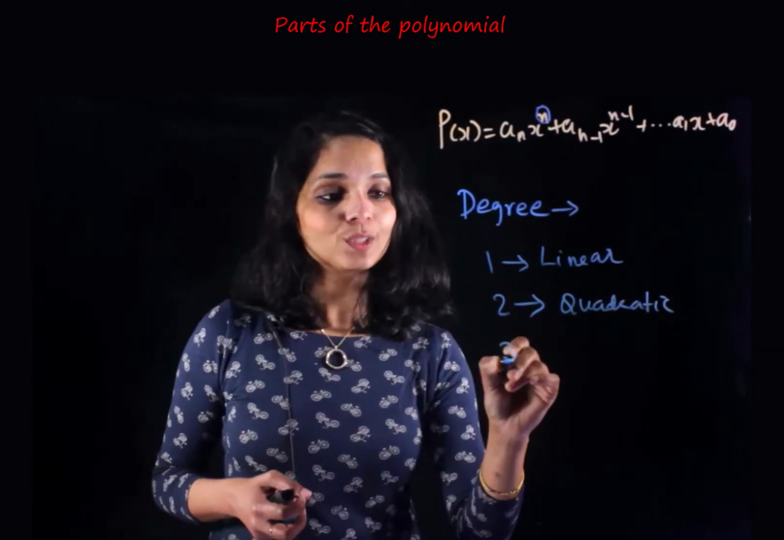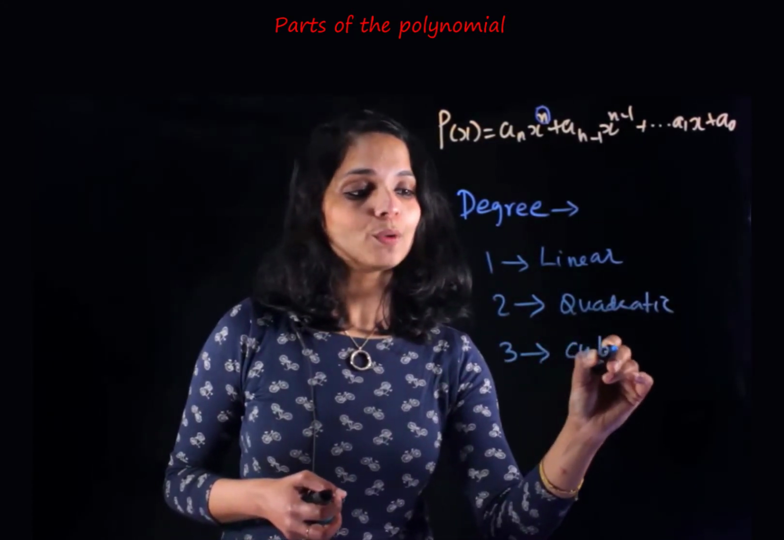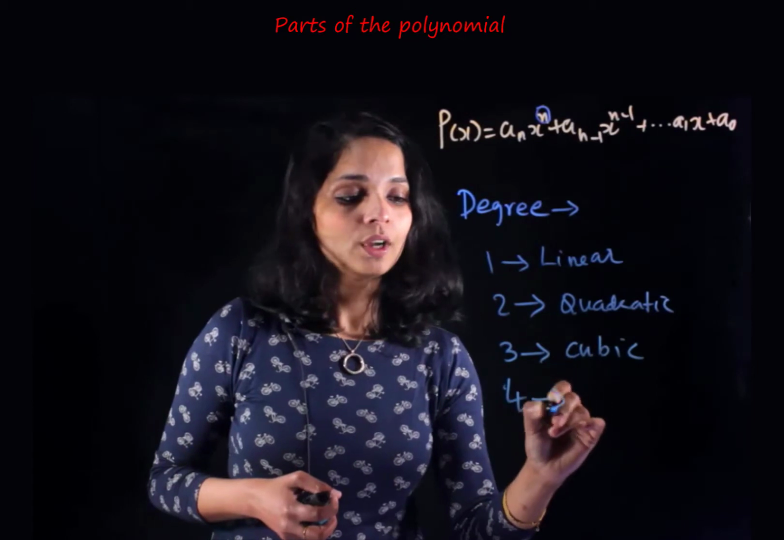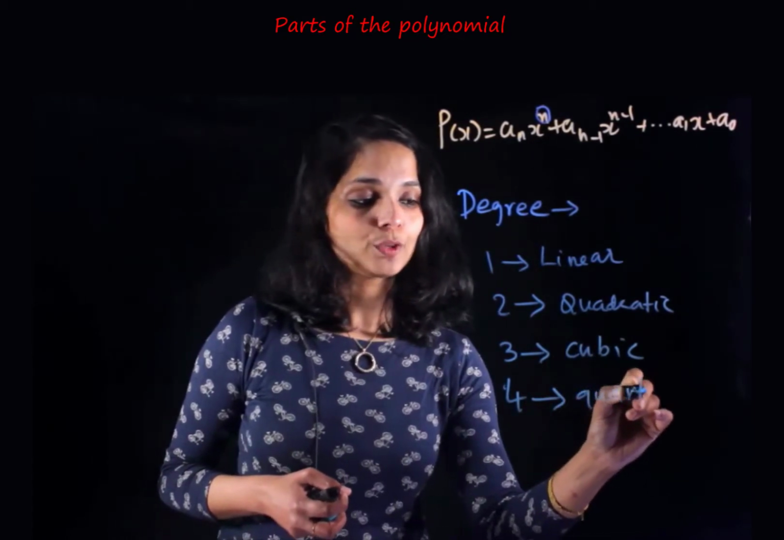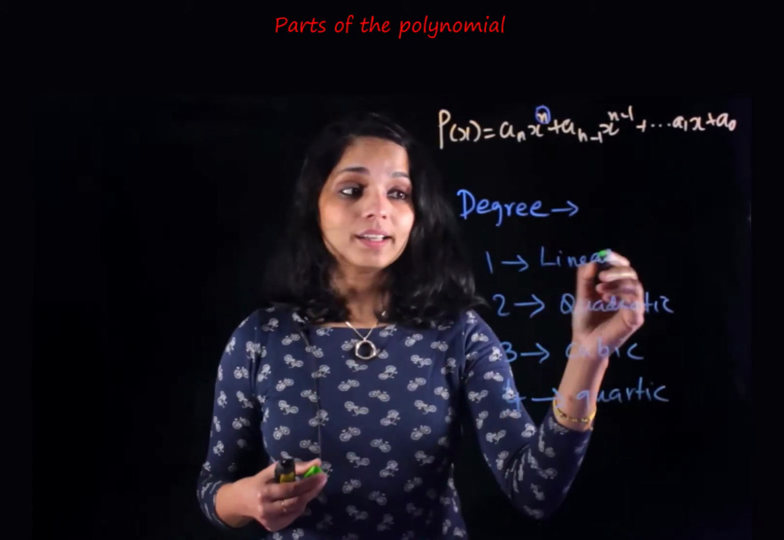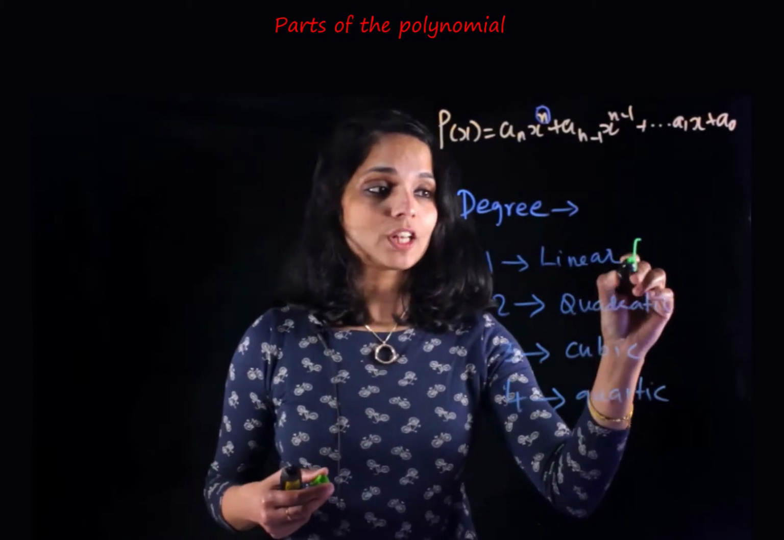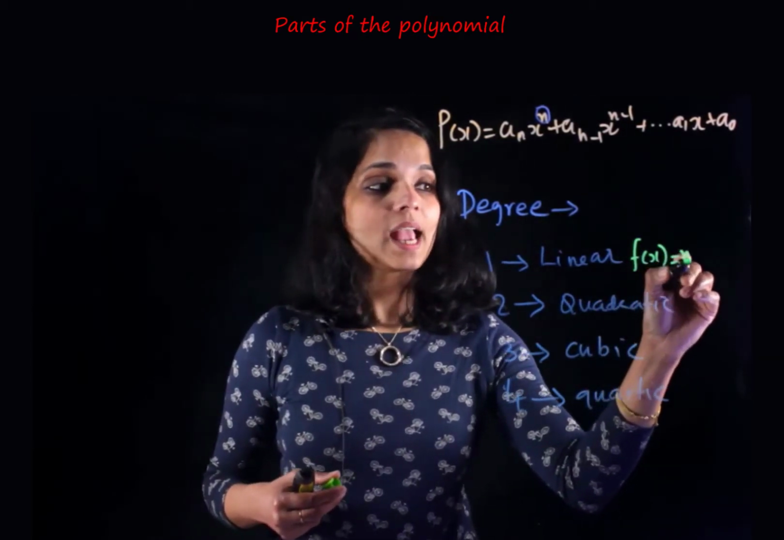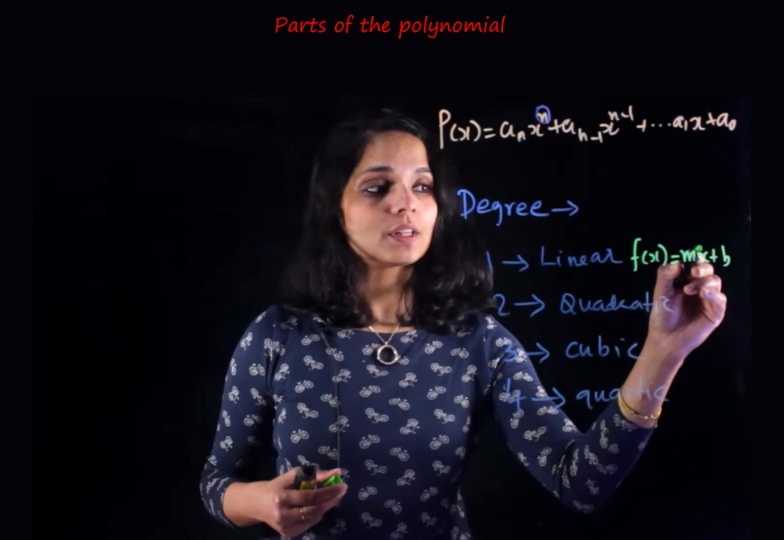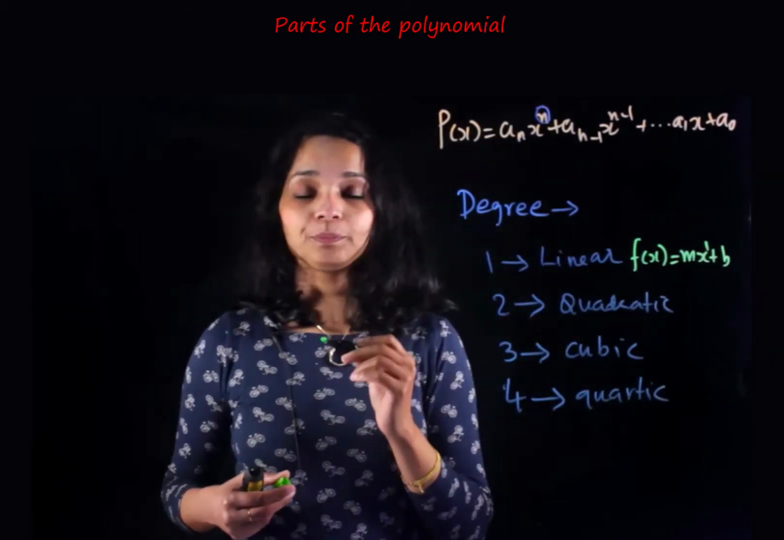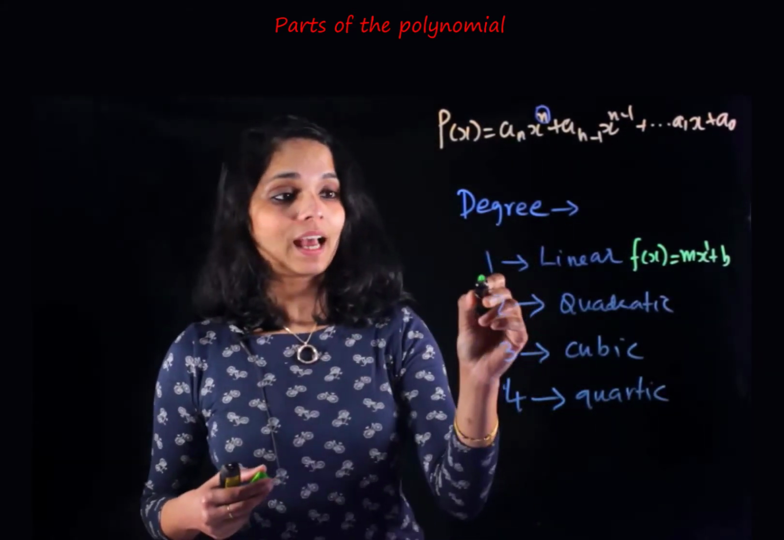If the degree is 3, we call it a cubic polynomial, and if the degree is 4, we call it a quartic polynomial. So for example, the equation of a line is a linear polynomial, so we usually write it as f of x equals mx plus b. So the highest power is 1. So it's a linear polynomial having degree 1.